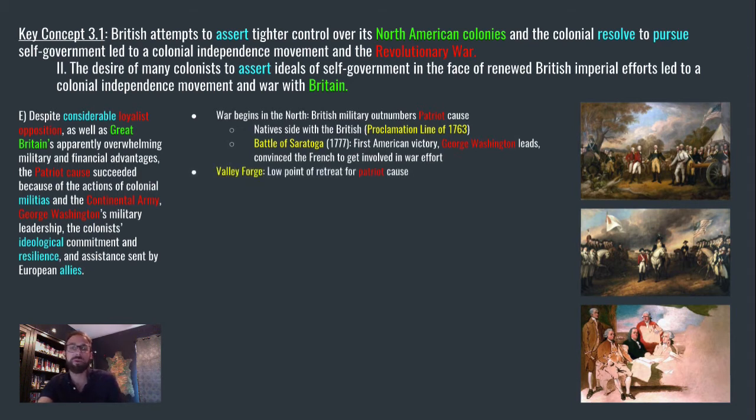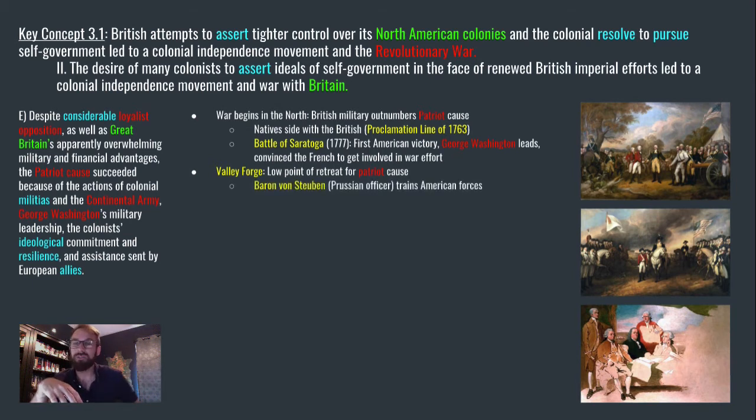Okay, a low point for the Patriot cause was at Valley Forge in Pennsylvania. It was the middle of winter. People were getting frostbite. They were running out of food and supplies because I don't think we had the French support there in a tangible way yet. But with that low point was also some training for the American forces.